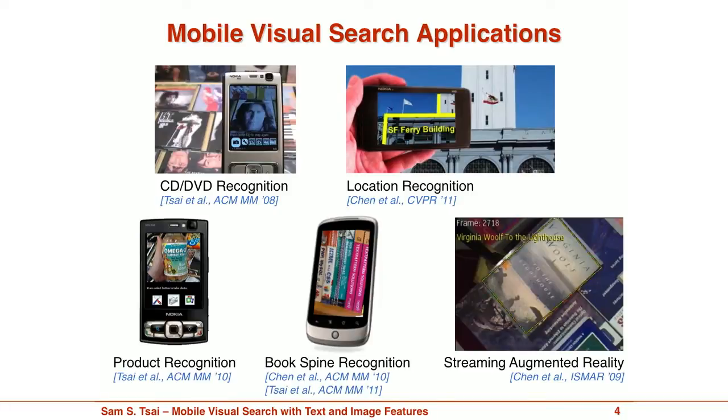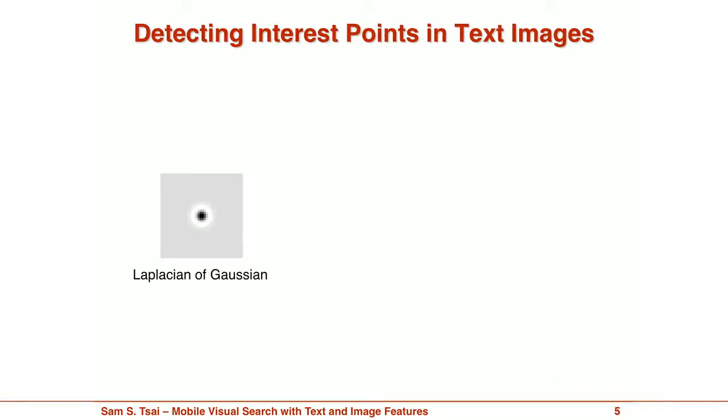One thing we notice, however, is that the performance of the system drops when we are dealing with images that consist mostly of text, such as when dealing with text in the book spines. To understand why, we'll show a toy example of detecting interest points in text images. What we typically use to detect interest points within images are blob detectors. Shown here is a Laplacian-of-Gaussian-based blob detector. When we detect interest points, we use this to filter the image to find responses that are extremas.